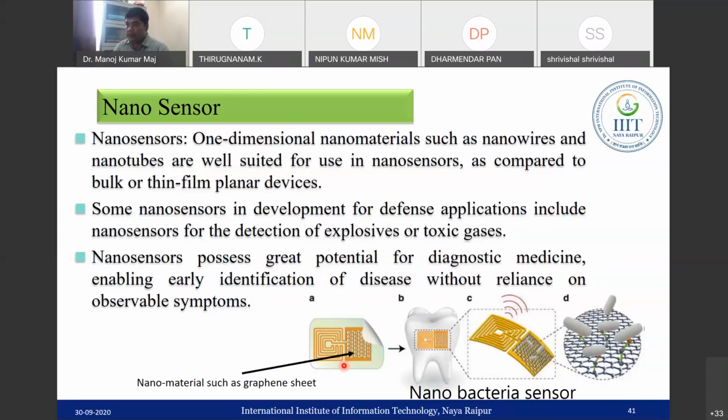So we can see here that this is a graphene sheet, and this graphene sheet can be used here as a sensor position. And this is also a nanobacterial sensor, where we can use bacteria. Currently we are also working on nano filters. There also we can use this kind of nanosensors for filtering out the particles present in the environment, like 2.5 micrometer or maybe smaller.